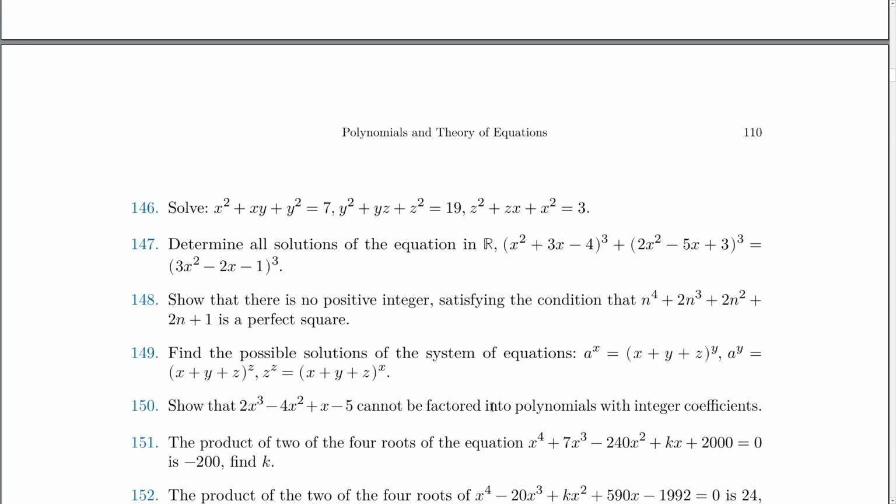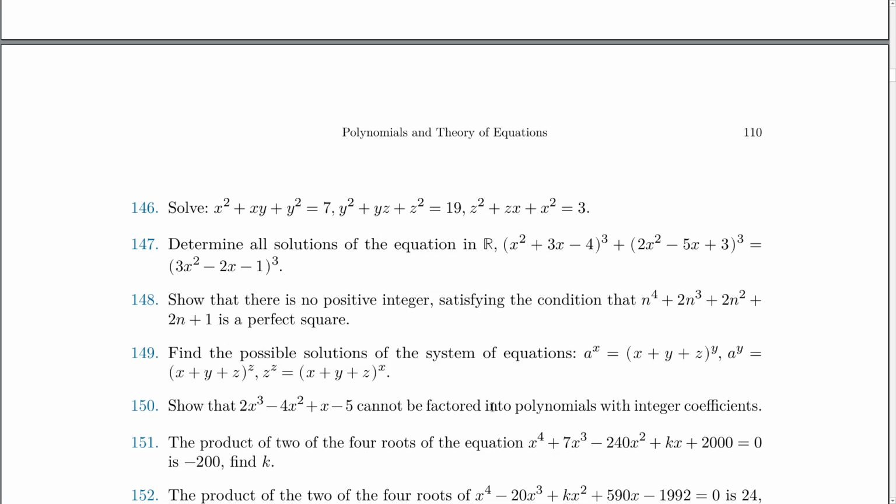In this video, we will solve 10 more problems on polynomials and equations. Till now, we have solved problems till 150. So we will solve question number 151 to 160. And as always, I will say that when I'm stating the problem, you should pause the video. And if you cannot solve the problem, then look at the solution.